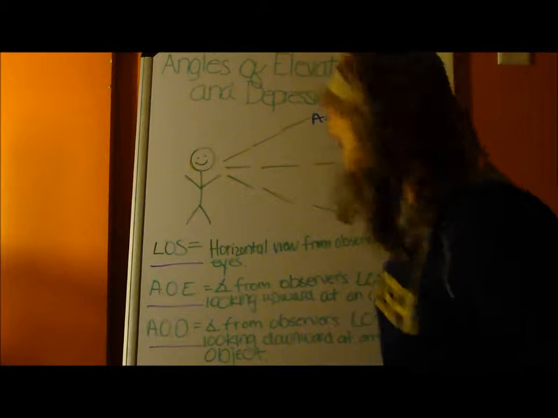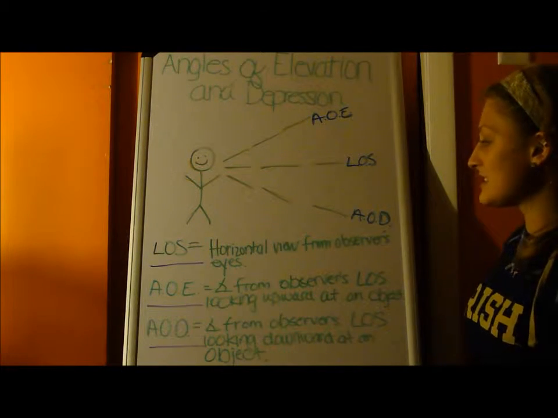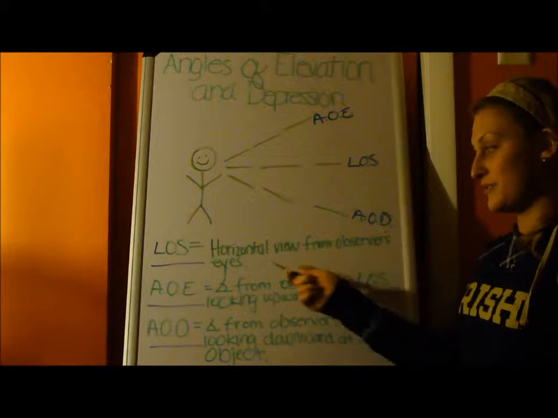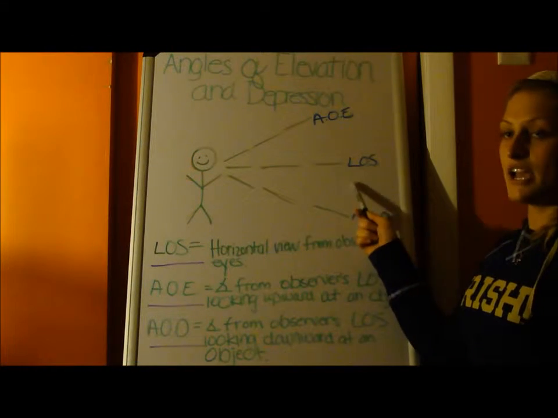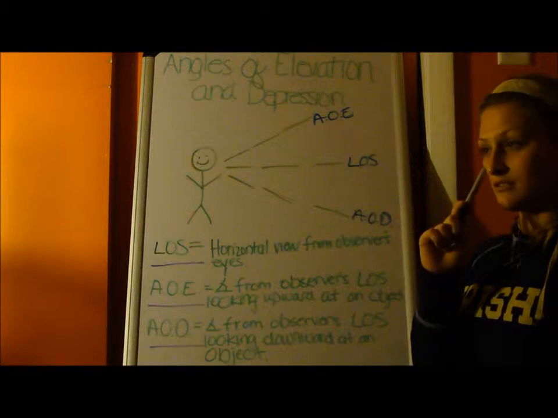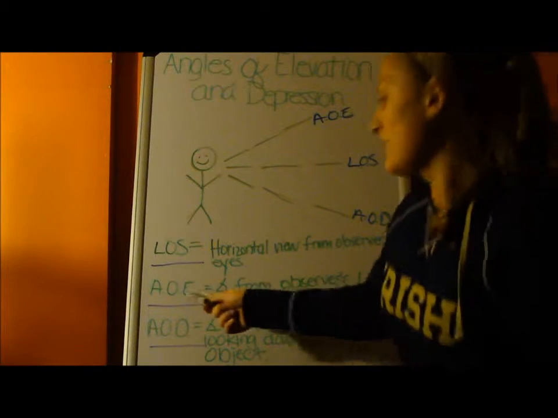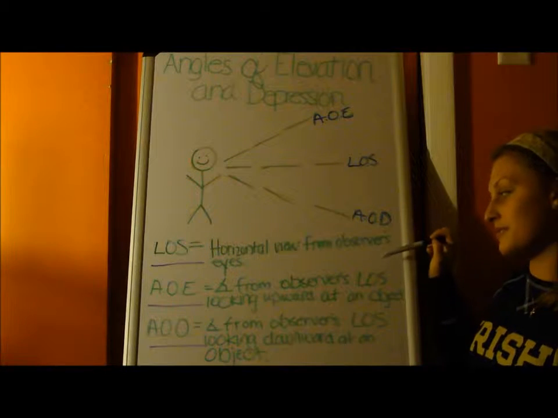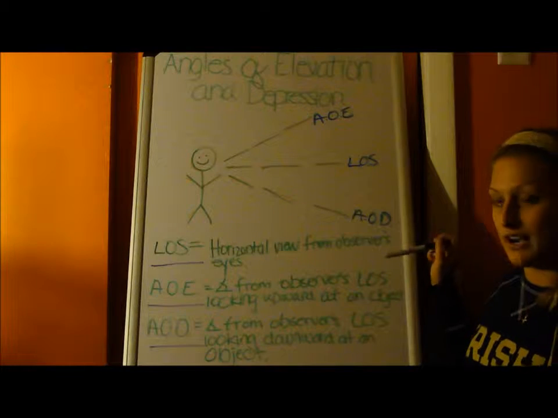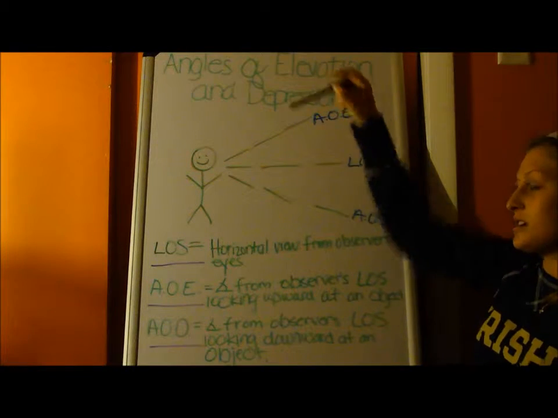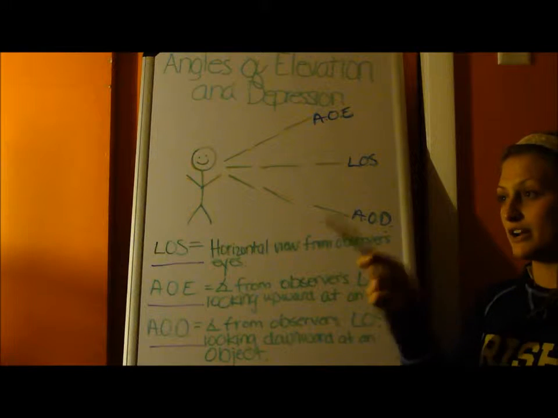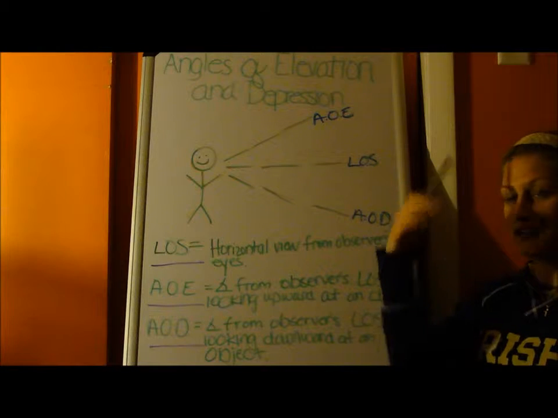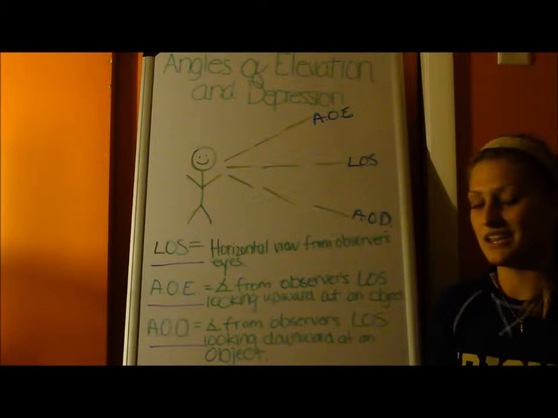So the first thing that you need to know is line of sight. Line of sight is a horizontal view from an observer's eyes. So if I was looking straight forward, that's my line of sight. The angle of elevation is the angle from an observer's line of sight looking upward at an object. So for example, if I was looking straight at a truck and I look up to the sky, that is my angle of elevation. Now here's Megan.